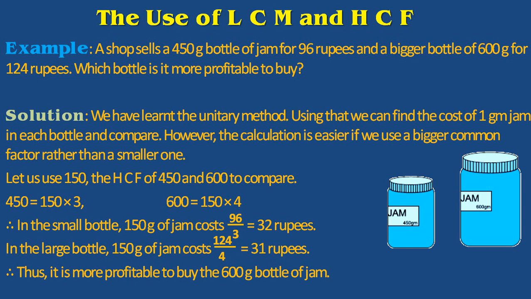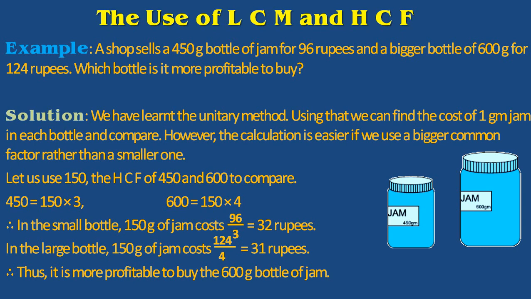So what we will do is, in the small bottle, 150 gram of jam will be, we can write it as 96 upon 3. Why 3? Because 150 is the HCF. To make 150 as 450 you have to multiply by 3. So 96 divided by 3 is going to give you 32 rupees.